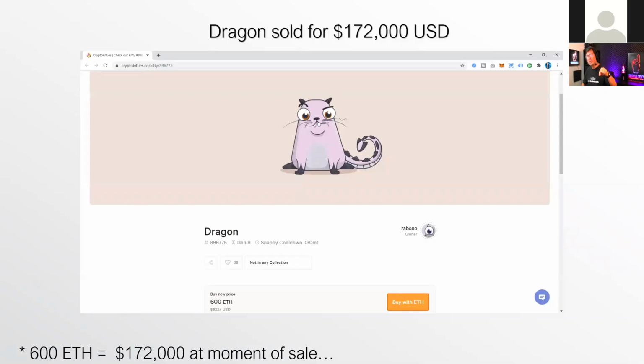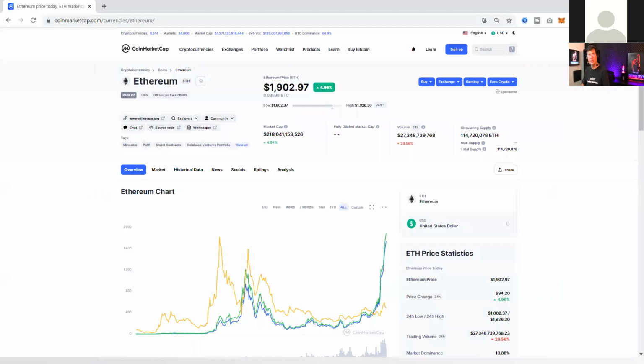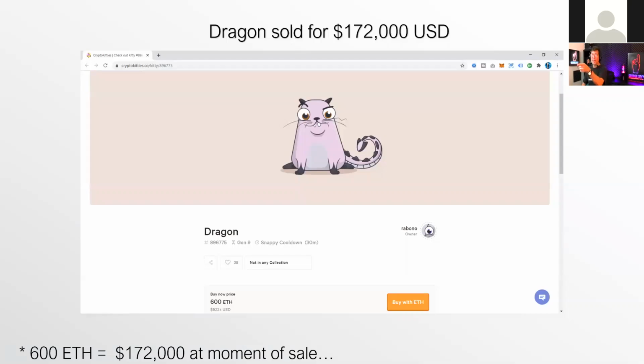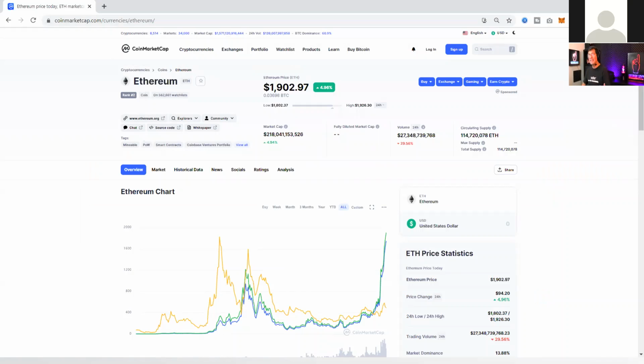If you look at the price of Ethereum today, that is Ether, which is the cryptocurrency from Ethereum, it is at about $1,900. That 600 Ether for Dragon is actually $1,140,000. What that means is that the person that sold Dragon for 600 Ether, if they didn't sell the Ether into US dollars, today that Ether is worth $1,140,000.